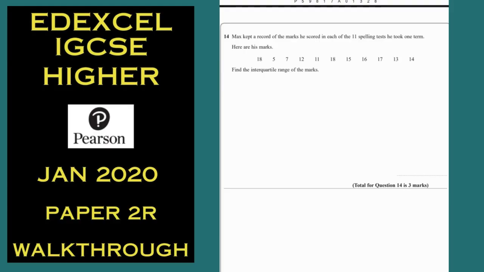Number 14, this is a pain because, as you can probably tell from Year 7 mean, median, mode and range, yeah, you've got to put them in order first. So 5, 7, 11, 12, 13, 14, 15, 16, 17, 18, and to catch you out, there's no 19, there's another 18. So there's 11. So you add 1 to make 12.